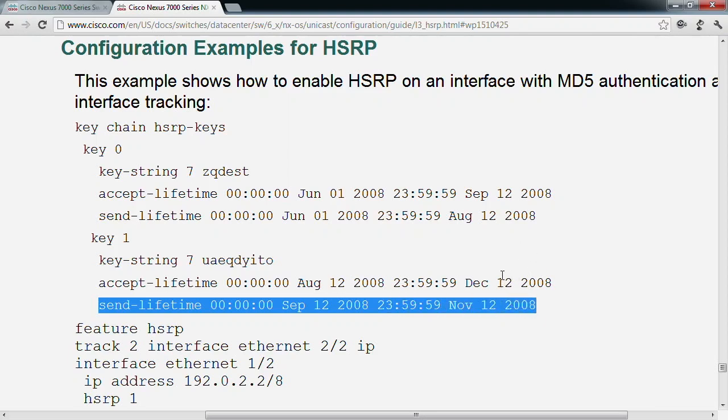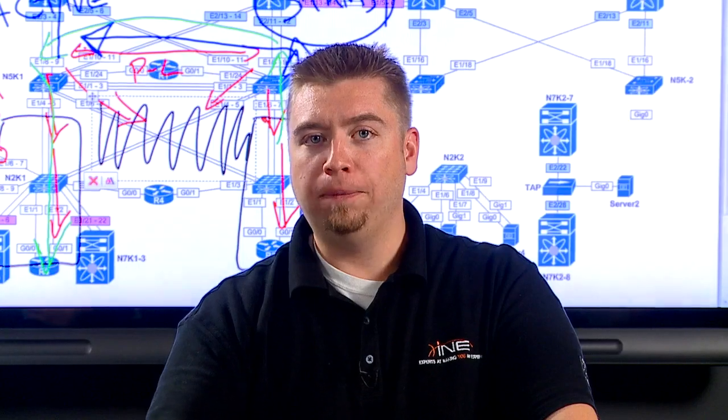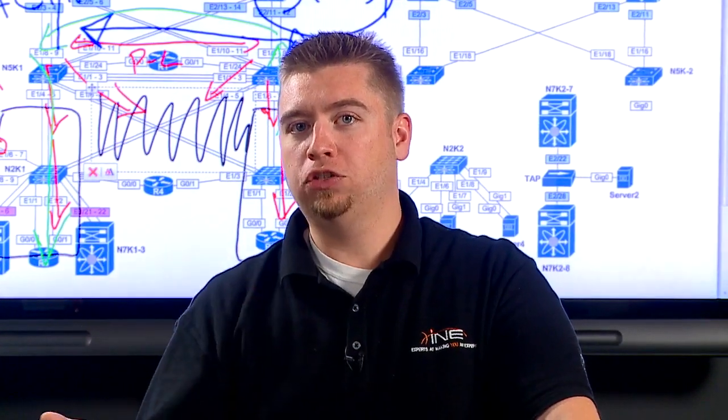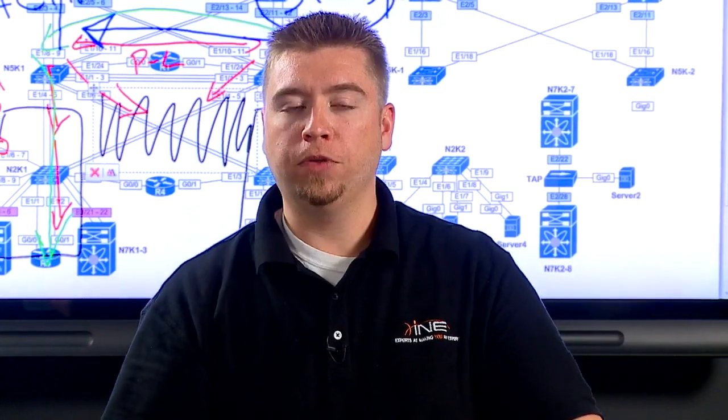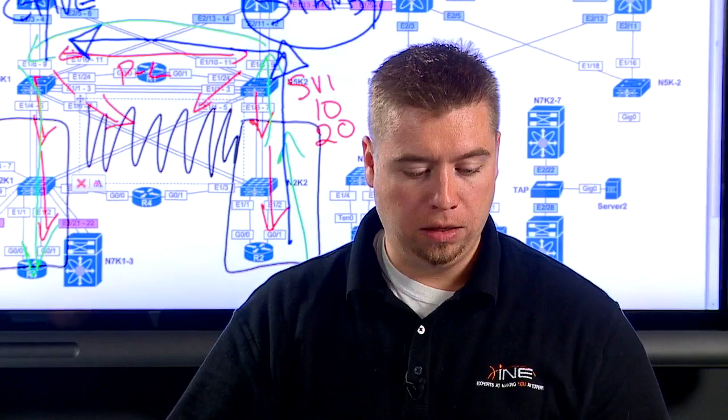This is just like you would in regular iOS or Catalyst iOS. When you're doing keychain-based authentication, you want to make sure there's some overlap so that one key doesn't stop being active before the second key starts. Then you would have a problem with the control plane adjacency and ultimately start dropping packets in the data plane.